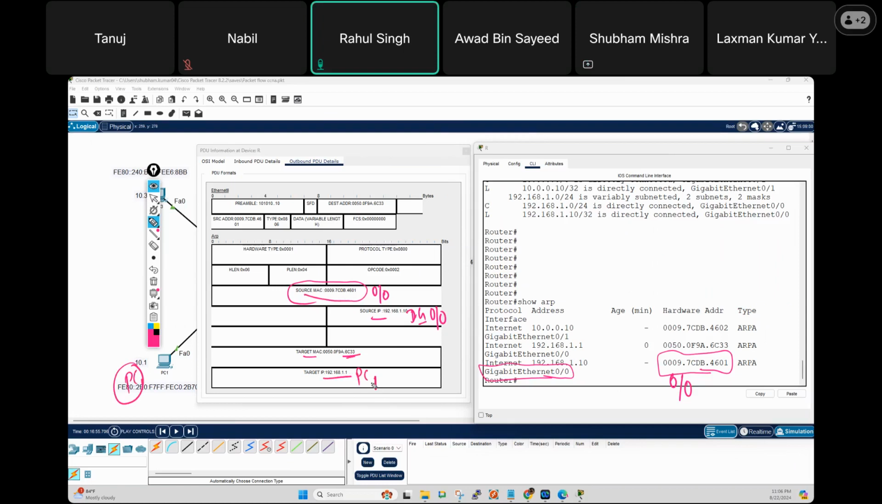Excuse me, sir. Yes, please. Sir, in a router, each port will have a different MAC address. Okay, sir. Understand, everyone? Till now, I hope you guys understand.